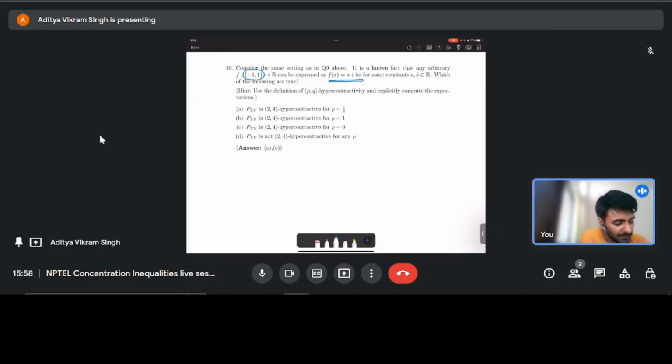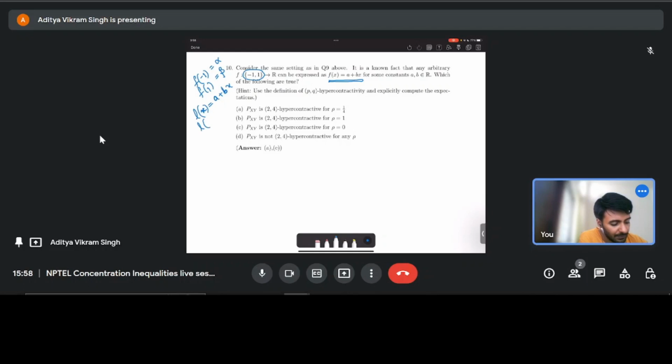Okay, so this is easy to see. Suppose we define an arbitrary function f with f of -1 equal to alpha and f of 1 equal to beta. We are saying that you can express this as a linear function. Let's say that linear function is L of x equals a plus bx, where a and b are some constants.